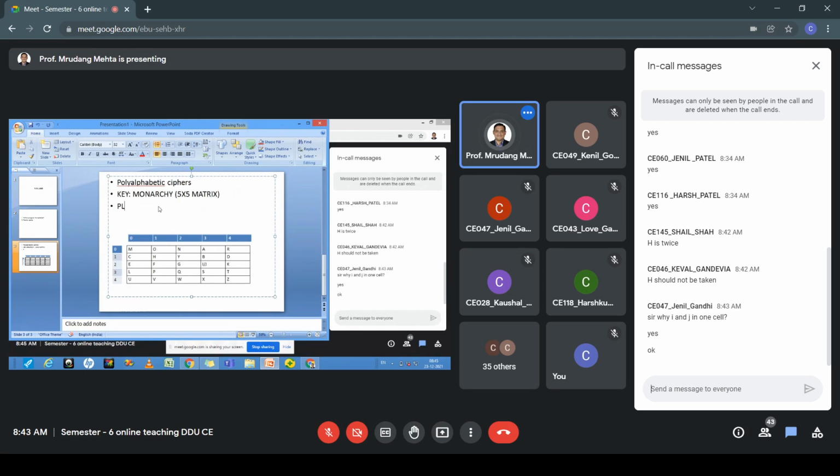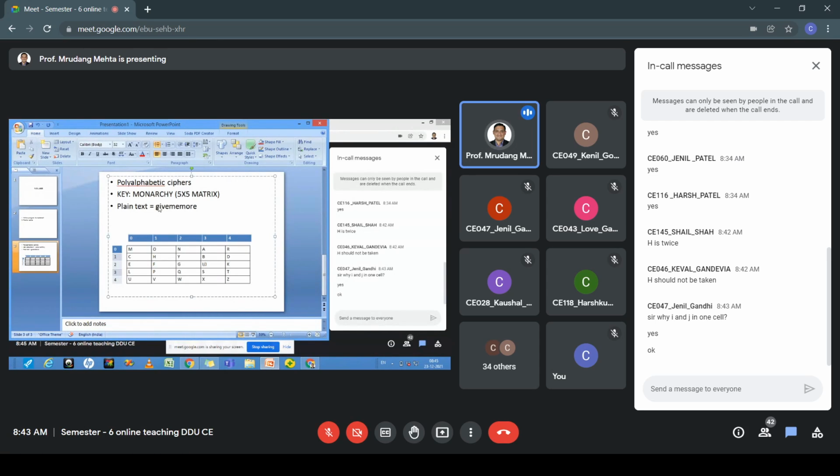Suppose this is our plain text, give me more. Okay, we want to perform encryption using this matrix as a key. Okay, that is our goal. Then how can we do it?